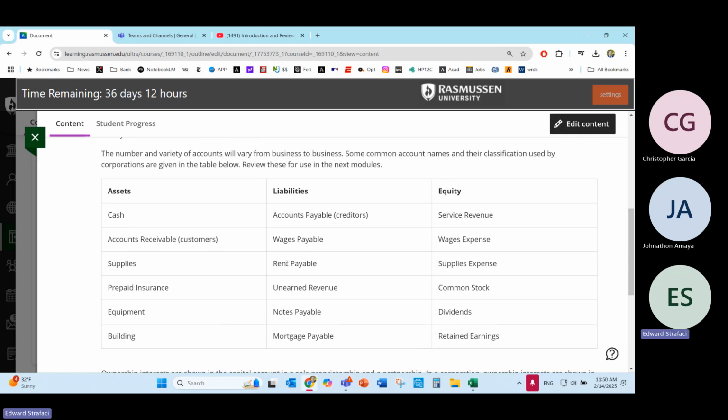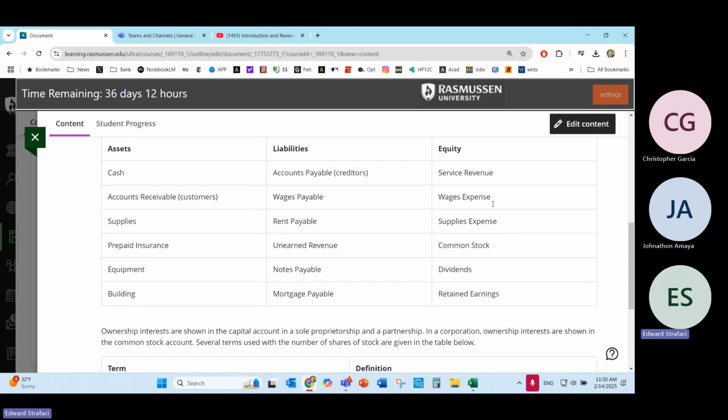Does that make sense? Yep. Great, thank you. And then finally, equity is what I own. So the ultimate revenue becomes part of my revenue. Supply expense, wages expense, those become part of my revenue once I claim those expenses. They'll become part of what I own, right?